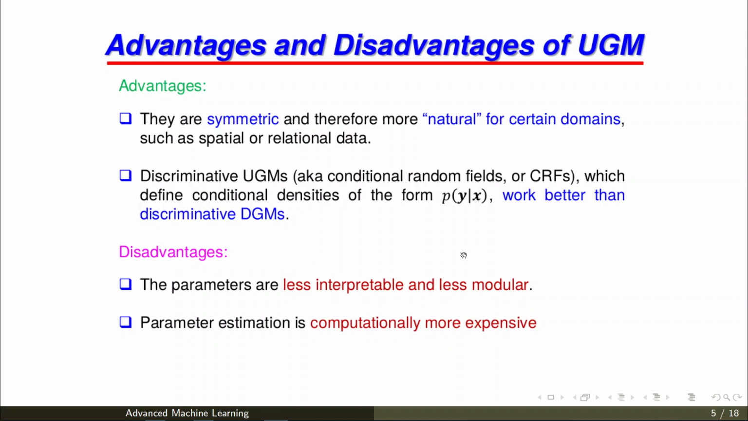However, there are some disadvantages also. The parameterization of the joint probability distribution in an undirected graphical model is in terms of cliques. So there is no physical meaning there. So they are not going to be probabilities. So they are less interpretable compared to directed graphical models. And the parameter estimation is very complex and computationally more expensive also.